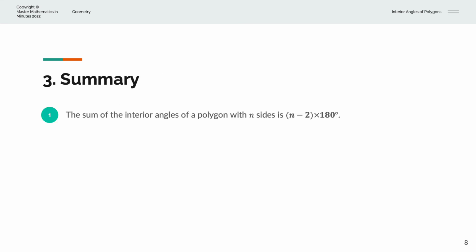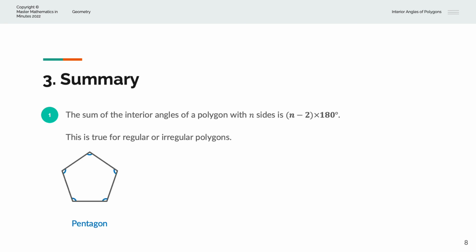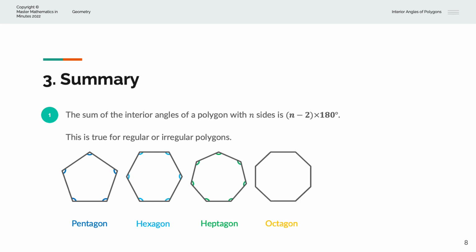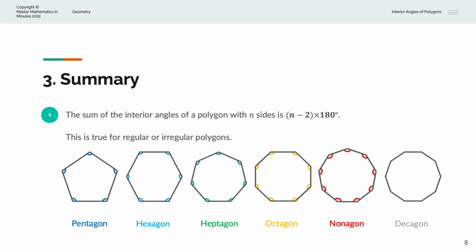To summarize, the sum of the interior angles of a polygon with n sides is given by n minus 2 multiplied by 180 degrees. And this is true for regular or irregular polygons. So regular polygons have equal sides, but irregular polygons have sides of different length. The first polygon that we've considered is a pentagon with 5 sides, and we have a hexagon with 6 sides, a heptagon with 7 sides, an octagon with 8 sides, a nonagon with 9 sides, and a decagon with 10 sides.